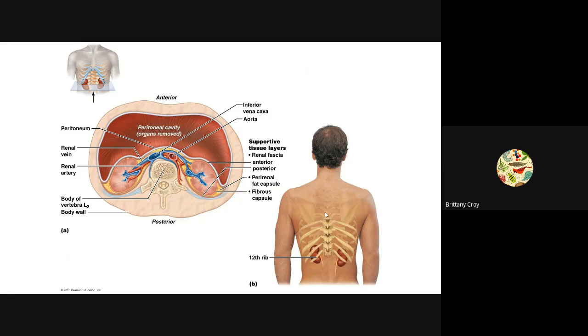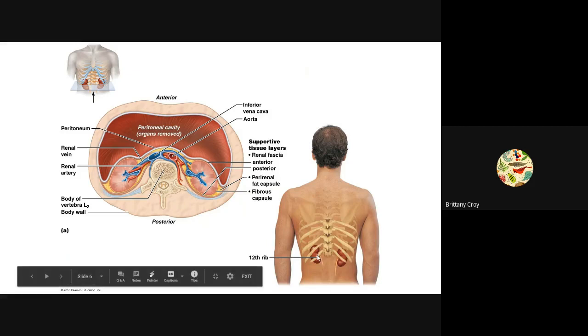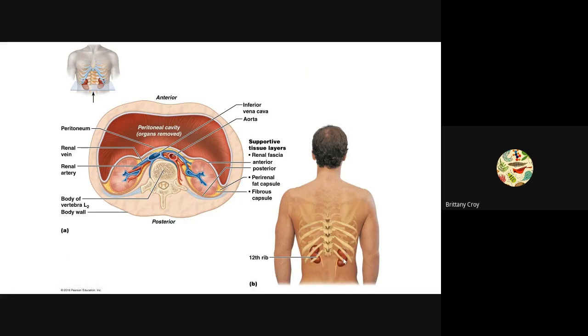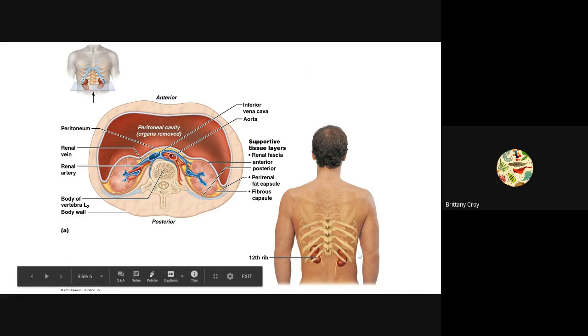And if you look at this image over here, you can see they really are on our backs. It seems like they're almost outside the body. Notice that the right kidney is a little bit lower than the left. Can we picture what organ would be right here? If you're imagining the liver, that's correct. So because of the liver, the right kidney is a little bit lower than the left.